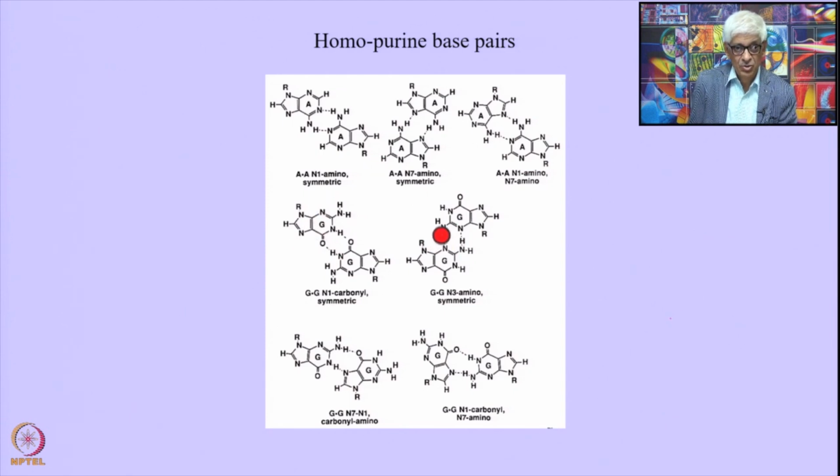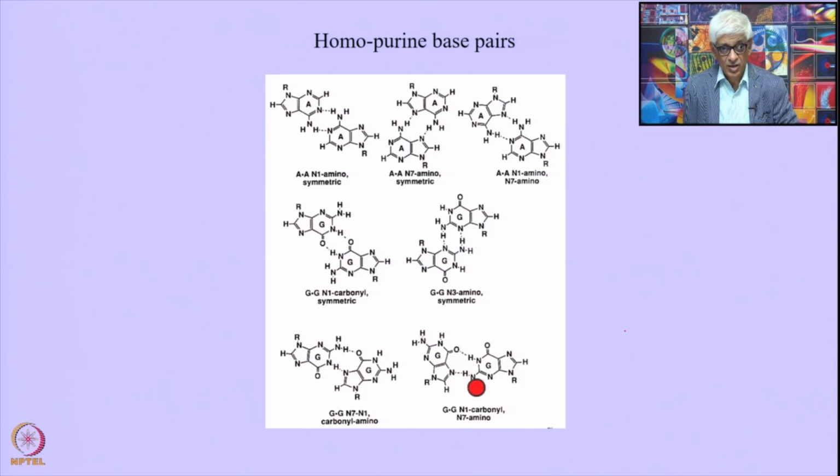And what happens here? Now this is GG N3 amino symmetric, okay. Now here it is NHN hydrogen bonds, and this is the amino to N3 position, this is the N3 position. In this case this used the N1 position, here we are using the N3 position and N3 to this amino proton, okay. GG N3 amino symmetric hydrogen bond. And the last one is GG N7 N1 carbonyl amino. So N7, that is this one, this is the NHN hydrogen bond here to the N1, and the amino is hydrogen bonded to the oxygen here. So you have here one NHO hydrogen bond and one NHN hydrogen bond.